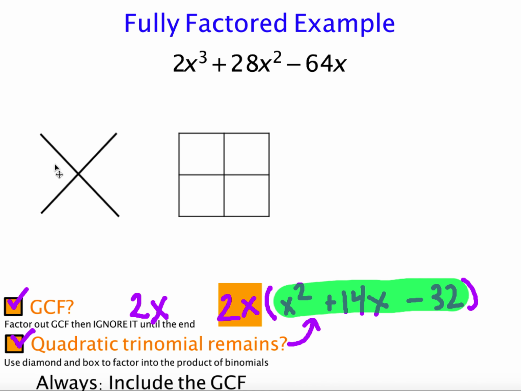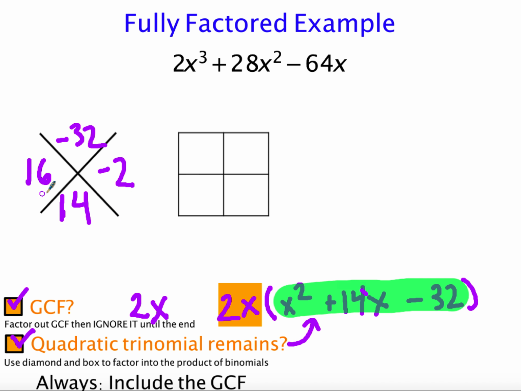I have my diamond and box ready to go. So I'm looking for two numbers that multiply to negative 32 and add to 14. So thinking about what numbers those are going to be, one will be negative, one will be positive. So negative 32 and 1, no. Negative 16 and 2, no. Positive 16 and negative 2, yes. So 16 times negative 2 is negative 32. 16 plus negative 2 is 14. So those are my two numbers, my two factors here.